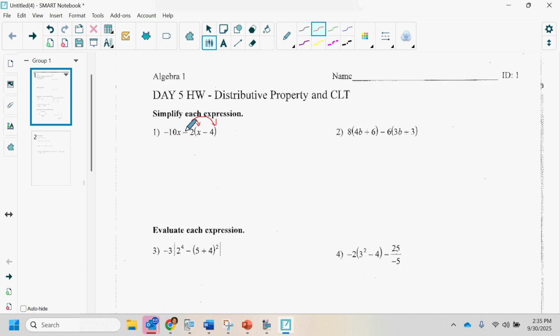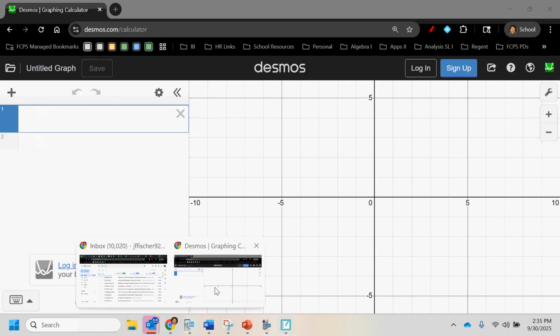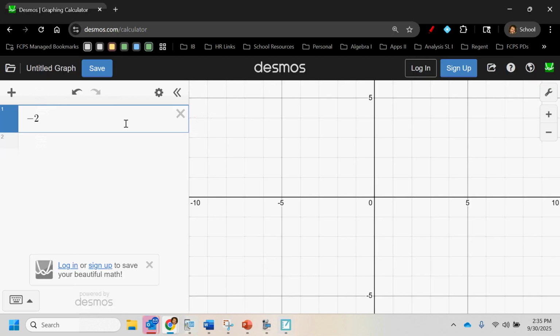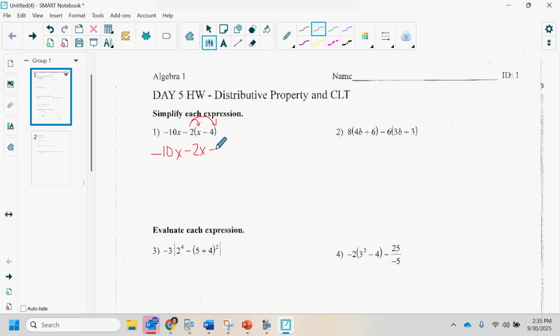This -10x, see how it's separated with this minus sign? This is just going to stay separate, so we're going to leave that there unchanged. Then -2 times x means we have -2x. The -2 times a -4, you can use Desmos if you need to, you get a +8. So it's +8 because it's positive.